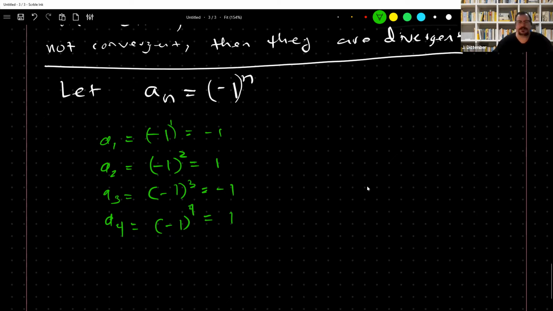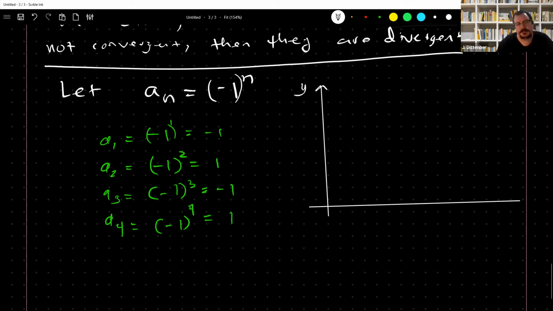So what's going on with this guy, if I try to graph it? What will it look like? It's actually very interesting. This is doing a behavior that we call oscillation. So I don't want to use x and y, I'm just going to use f of n and n. Okay, so we have 1, 2, 3, 4, 5, 6. We'll start with that.